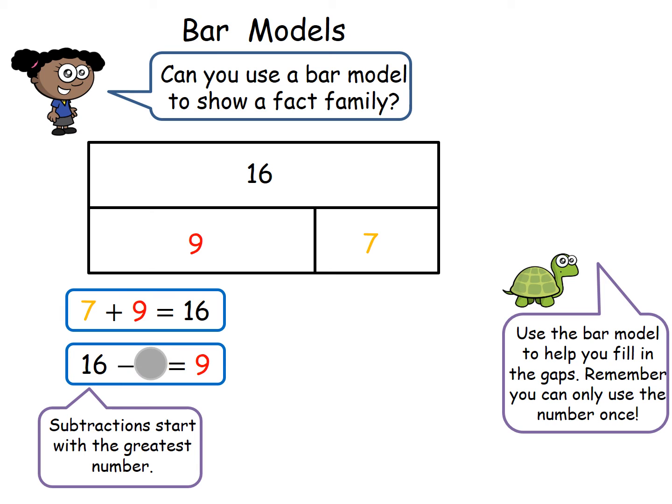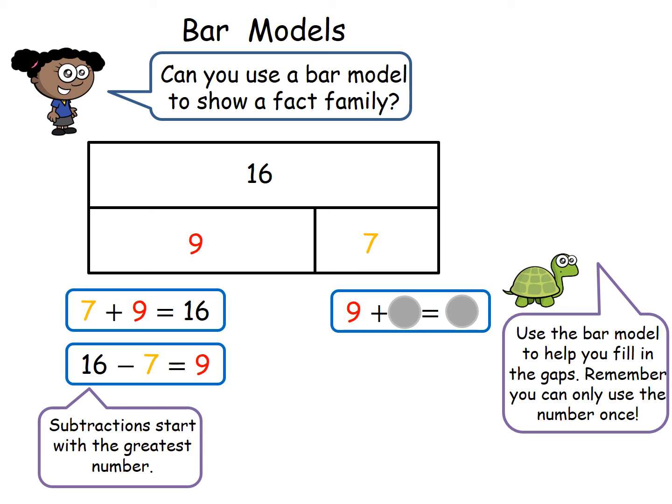What about this one? So this one is the subtraction. So the whole's at the beginning, 16 subtract something equals 9. What is the missing number? Well done. 16 subtract 7 will equal the 9.